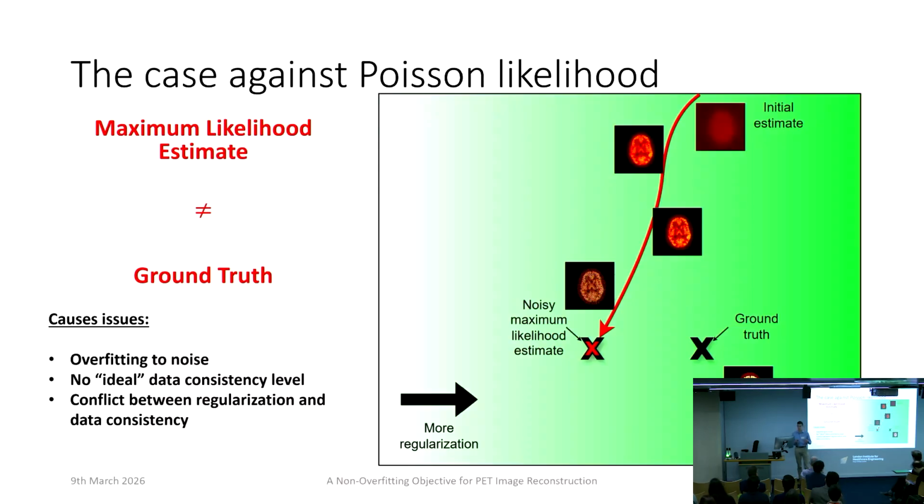As a result, there's no necessarily ideal data consistency level. Of course, on a task-by-task basis, we can find a good data consistency level. It works very well generally. But when we want to introduce some regularization, we might have some conflict. For example, in the kernel method, we might want a kernel that imposes some nice structure, but it also has to do this task of dampening down noise. And so what we'd like is an objective that doesn't overfit to noise.